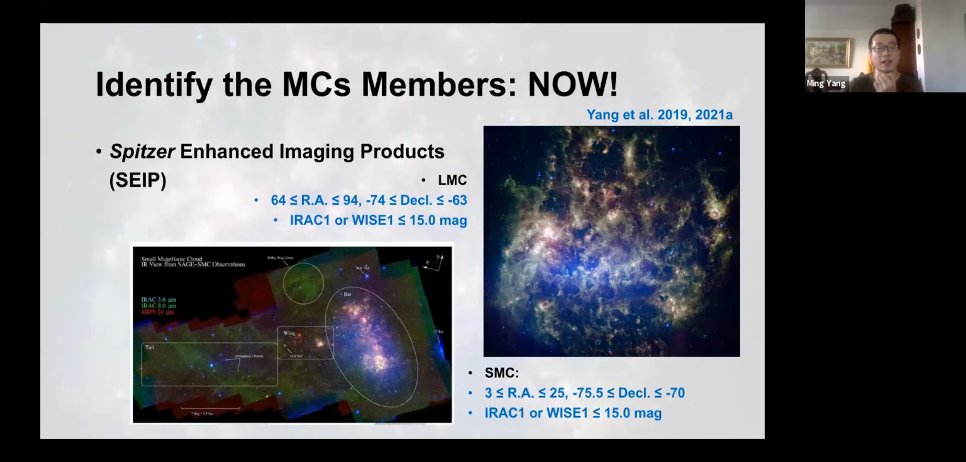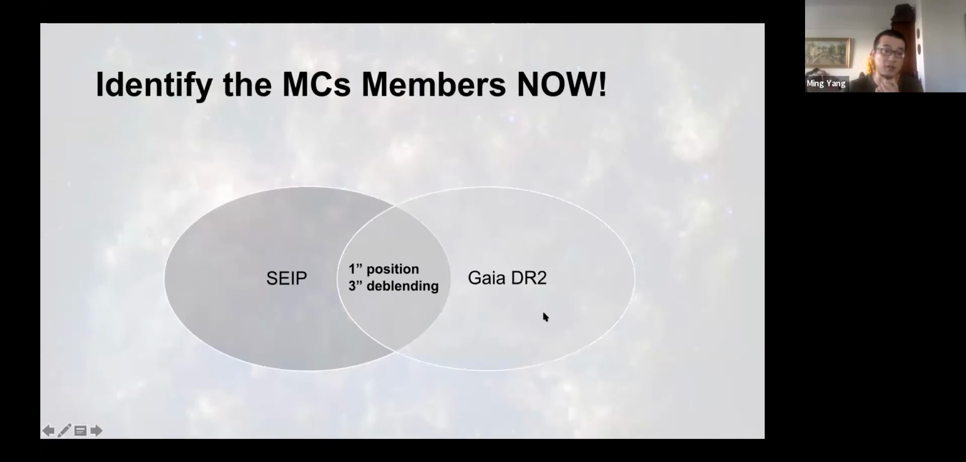However, now we have Gaia. And also because we want to study the mass loss rate, the mid-infrared data will be a very good starting point. So we're using the Spitzer enhanced imaging products, which cover basically the main body of the Magellanic Clouds. We first deblend the Spitzer data and also the Gaia data, because we do not want too many blended targets, which will influence our result. And we cross-match the Spitzer data and Gaia data with 1 arcsecond to fix the position.